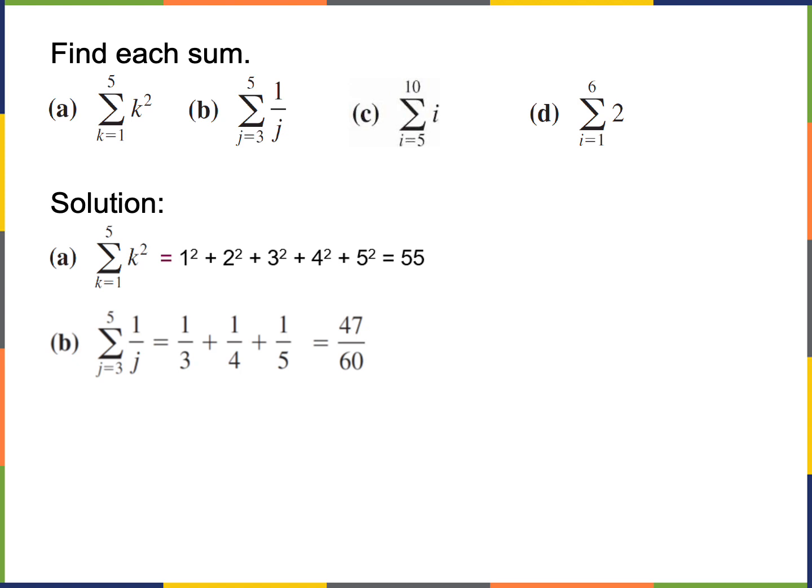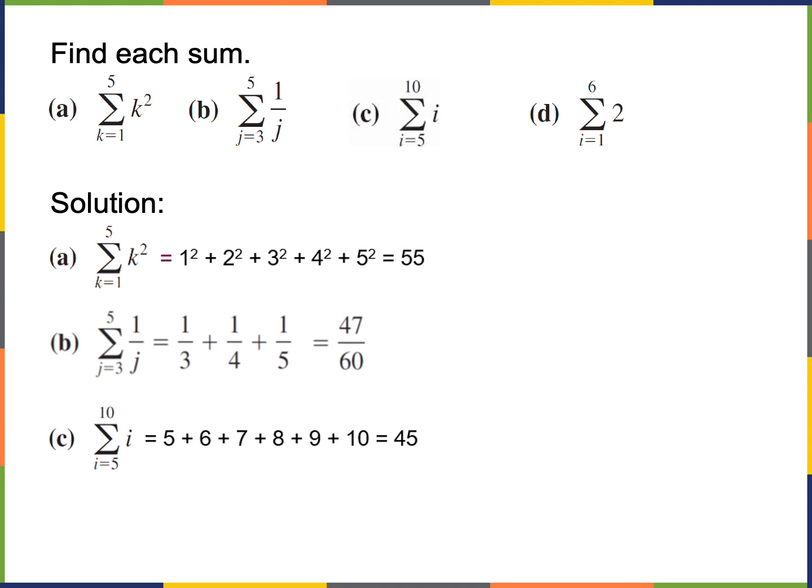Now, what do you think the summation of i as i goes from 5 to 10 would look like? This is the starting place, 5. If you guessed 5 plus 6 plus 7 plus 8 plus 9 plus 10, you're correct. It starts at 5, replaces i, goes all the way to 10, and stops there.